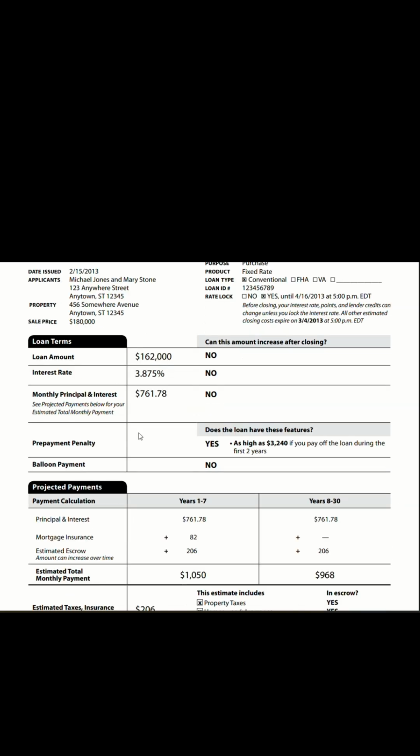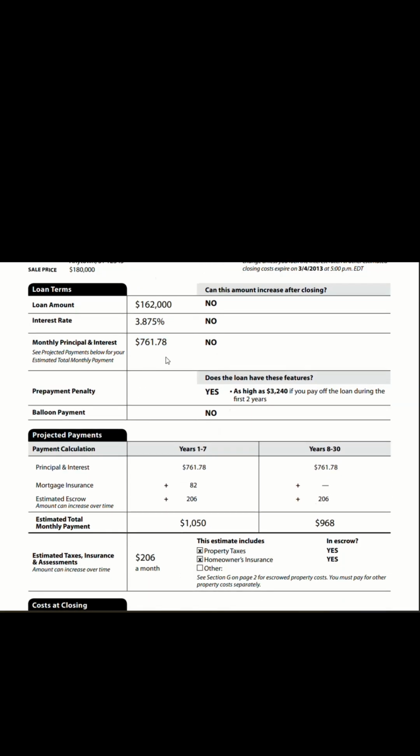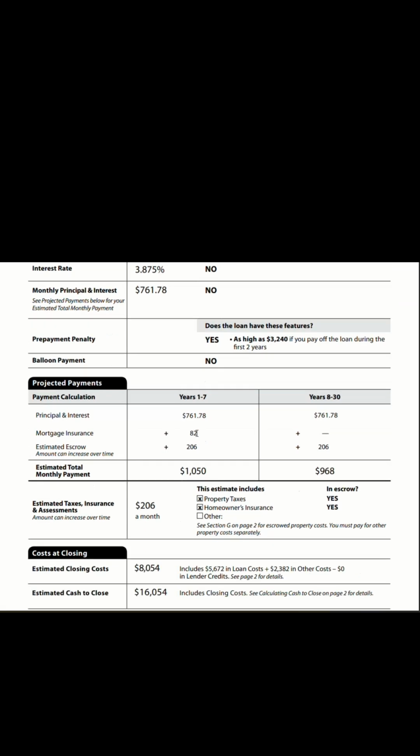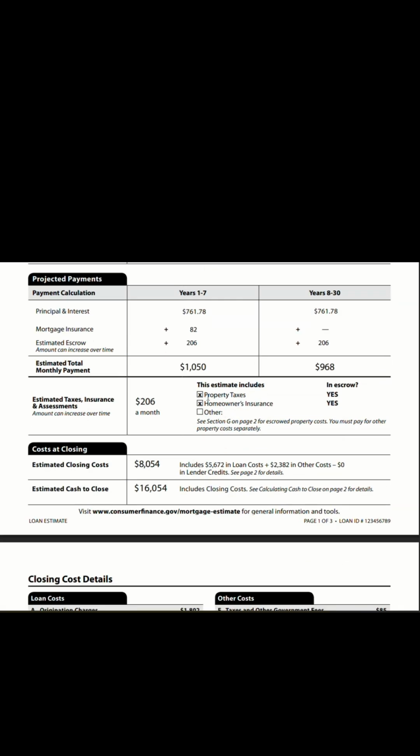We got an interest rate right here, 3.875. And this is your monthly principal and interest. I would say some of the newer loan estimates may not have it here. They'll have it just down here. But $761.78 is the principal and interest. Now, that's not the mortgage payment. Mortgage payment includes mortgage insurance and estimated escrow, which is your property taxes and homeowner's insurance.